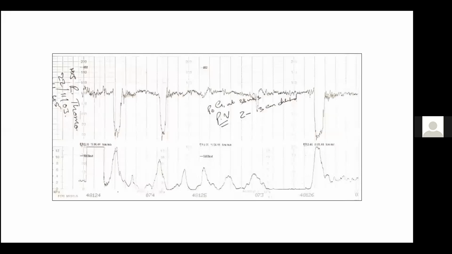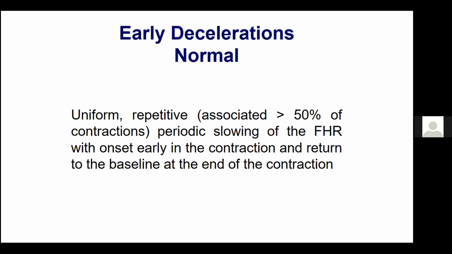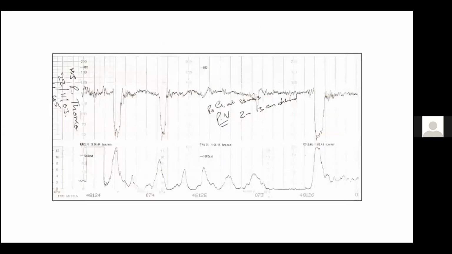So if we are looking at this picture, the second thing I want to emphasize is the number of decelerations to the number of contractions. So they must be repetitive and they must occur with 50% of the contractions. Can I just show this again? Decelerations must be uniform, repetitive, associated with more than 50% of contractions. So that's the second point that you must be aware of.